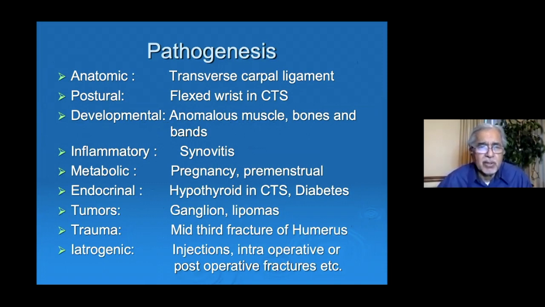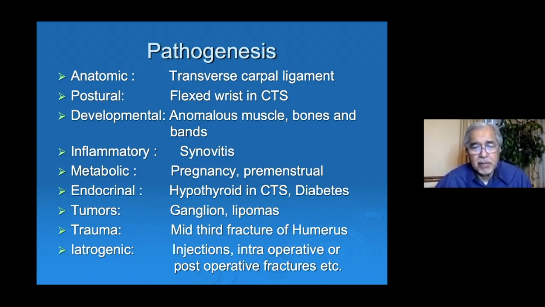The pathogenesis of compression neuropathy can be anatomic, postural, developmental, inflammatory, metabolic, endocrinal, tumors, trauma, or iatrogenic. For example, in anatomy, the transverse carpal ligament is an anatomic structure which can create compression of the median nerve, or a postural position of a flexed wrist can also cause carpal tunnel syndrome. Developmentally, if you have an anomalous muscle, bone, or some kind of fibrous band, they can also cause compression or entrapment of a nerve.